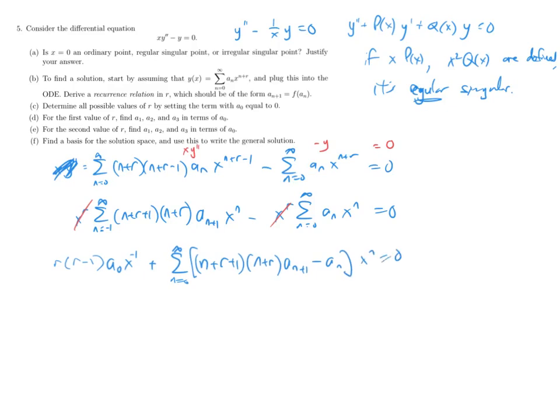So this thing right here gives the recurrence. This is part C: r equals 0 or 1, and the recurrence here is that we set that equal to 0.